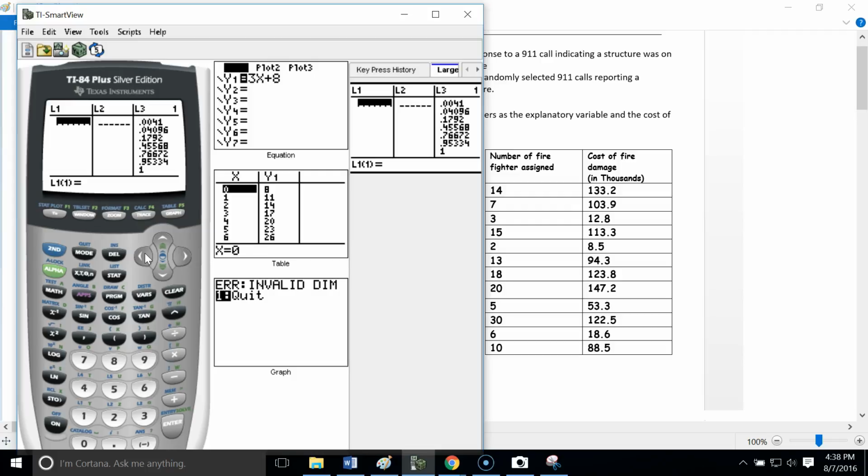Next, we want to input all the values of the explanatory variable, which is going to be the horizontal axis values, otherwise known as x. So we're going to put in 14, 7. Next, we're going to go over to L2, and for L2, we're going to put in all the values of the cost of damage. So starting with $133.2 thousand, then 103.9.